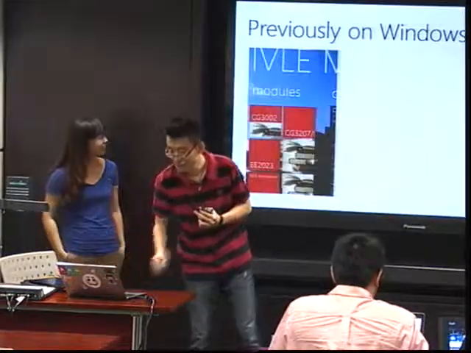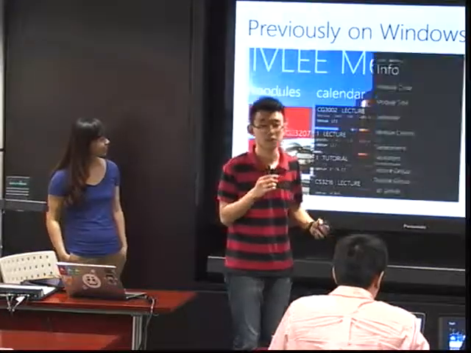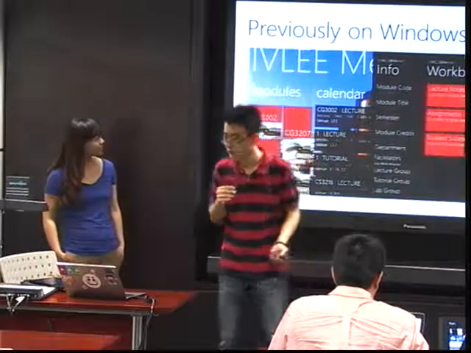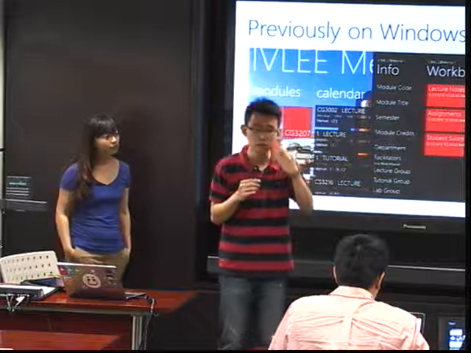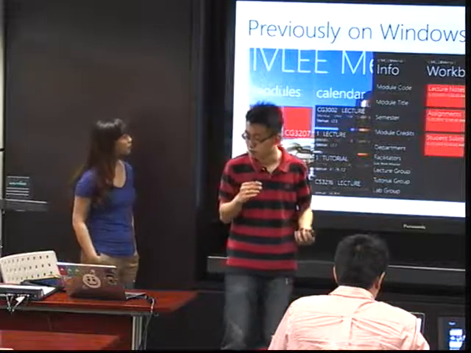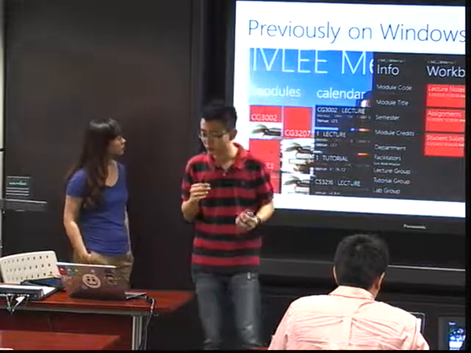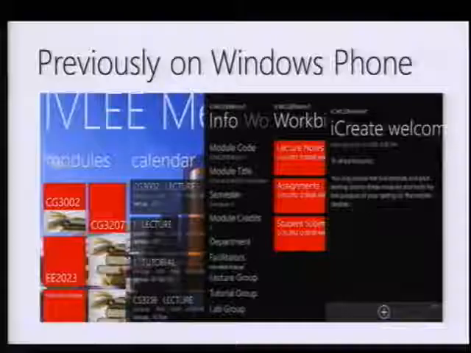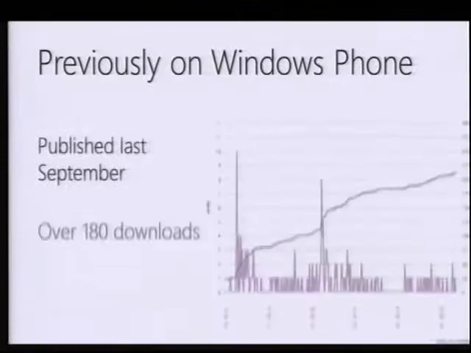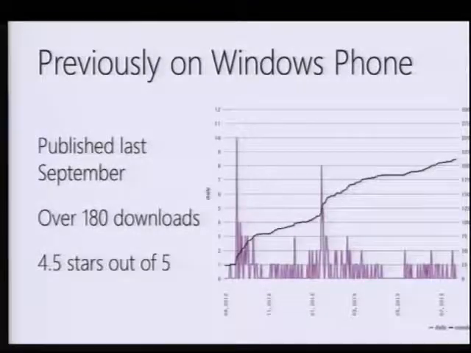All right. Last year I was here talking about iVary Metro for Windows Phone. It's an iVary client on the Windows Phone platform with a very native feeling. We created this app, and it's been highly welcomed in the Microsoft Store. Published last September, it has so far received over 180 downloads, which is pretty significant considering the number of Windows Phone users here on the NUS campus.